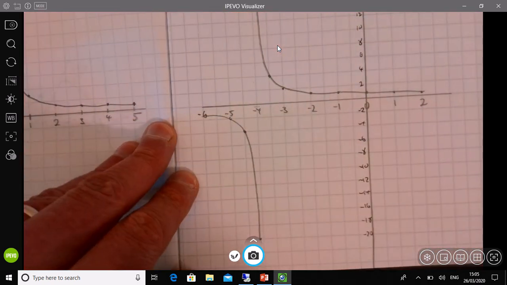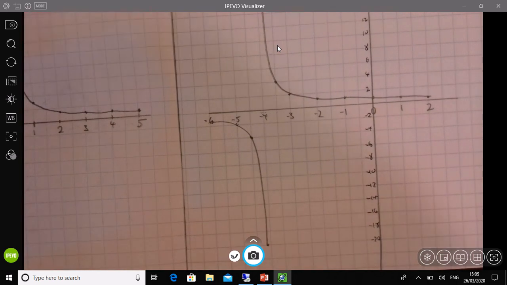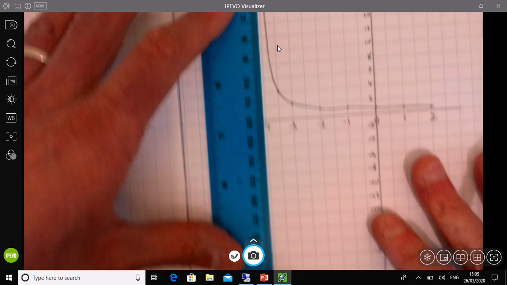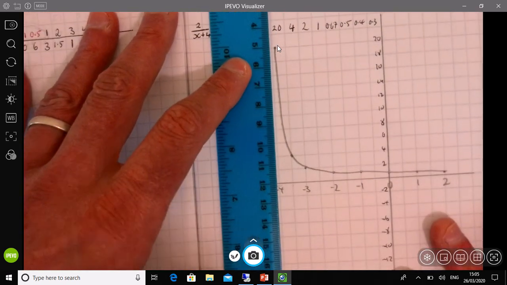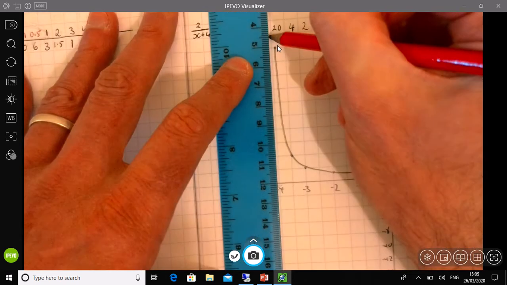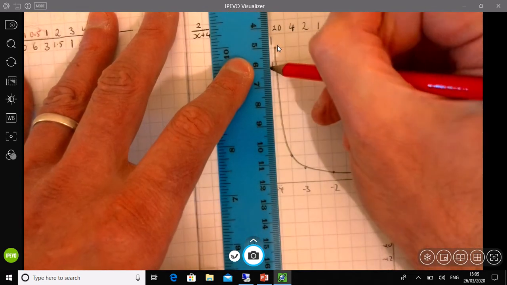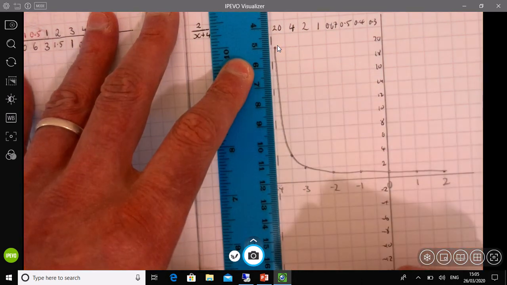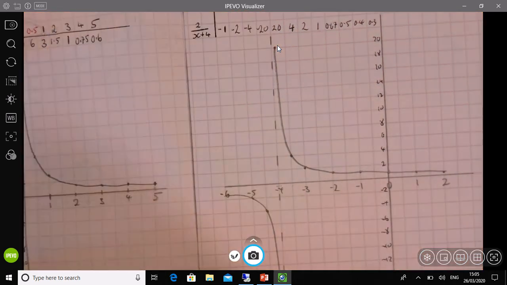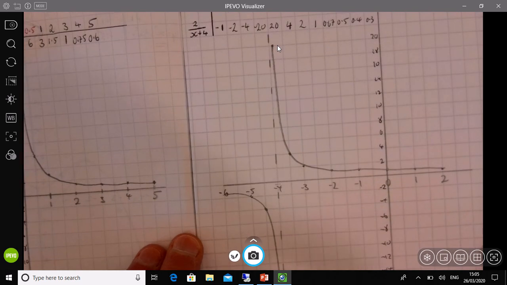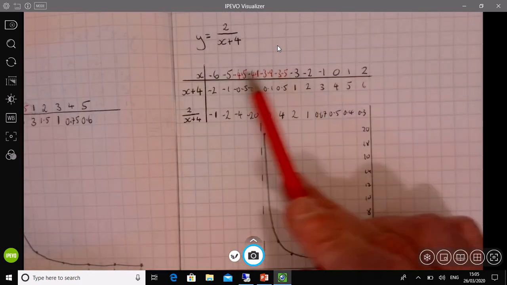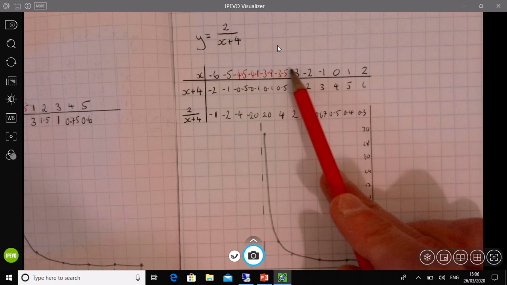There we go. Now, I like to mark this asymptote in, because you'll see that there's no value along here. There's no value at minus 4. The convention, if you've got an asymptote, is to put a little dashed line like that using the ruler. So the upshot is, if you put the table in nice and carefully, you don't have to worry about this. It will tell you which values to use.